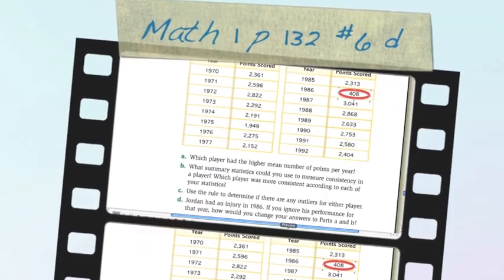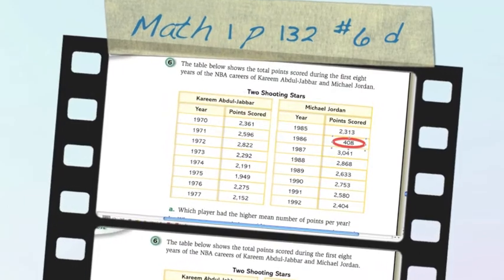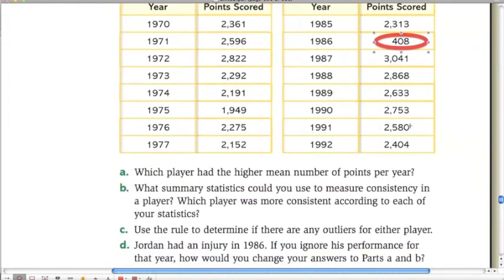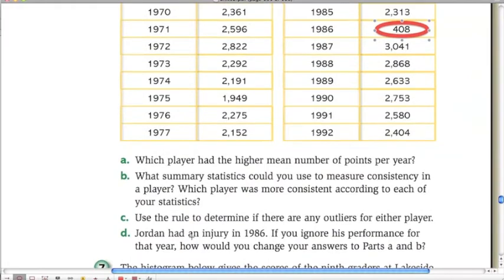Looking at that in the book, we can see with the two different basketball players, Kareem and Michael Jordan, we've confirmed that Michael Jordan's performance in 1986 with a point score of 408 for the whole season is an outlier. We confirmed that in Part C. And we look down here in Part D, we can see that Jordan had an injury in 1986. If you ignore his performance for that year, how would you change your answers to Part A and Part B?